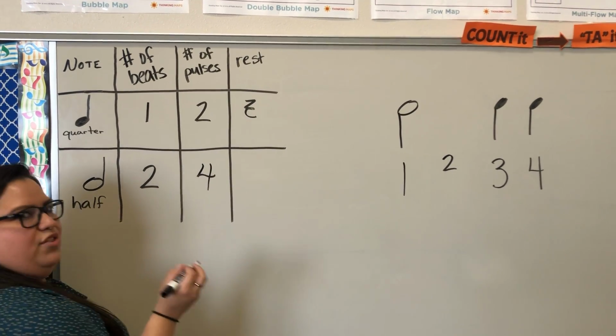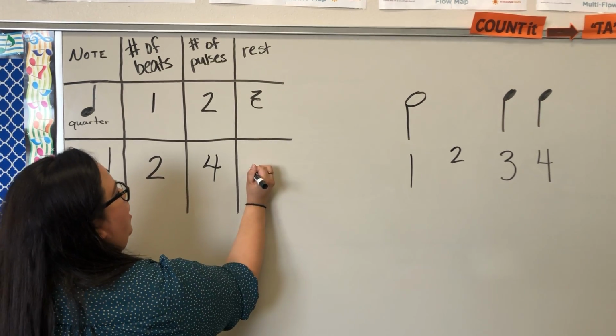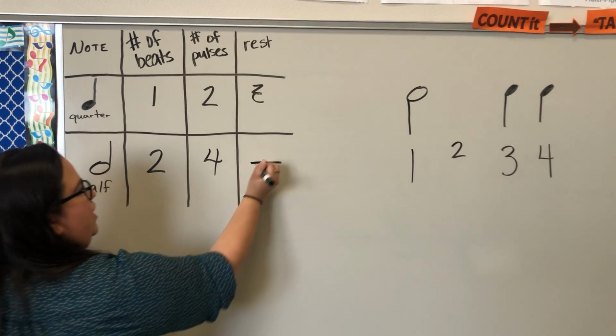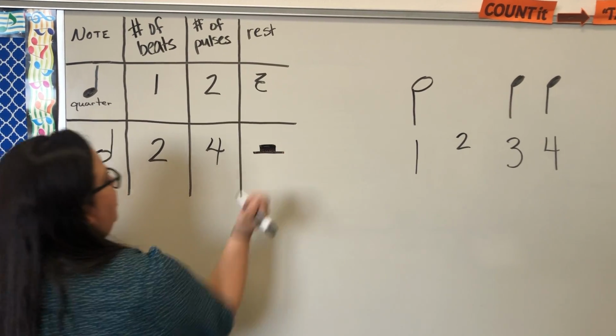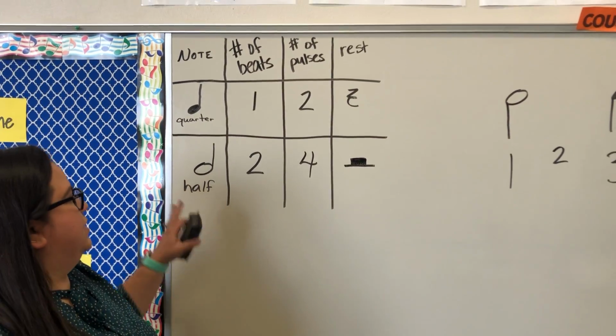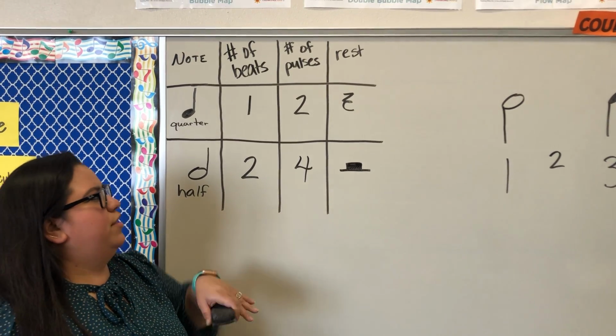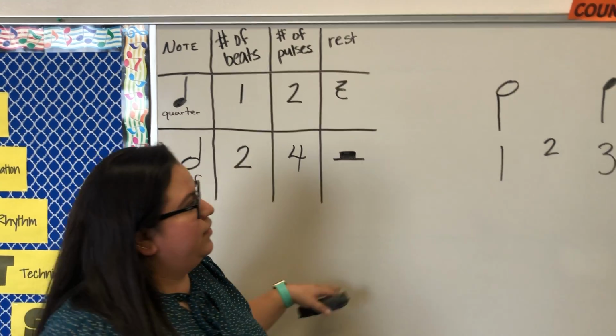And then the rest looks like a top hat. So we're gonna start with a line, horizontal, and draw a little box on top of it and color it in. So that's the half rest, and it's the same amount of time, still 2 beats, still worth 4 pulses. You're just not gonna hear it.